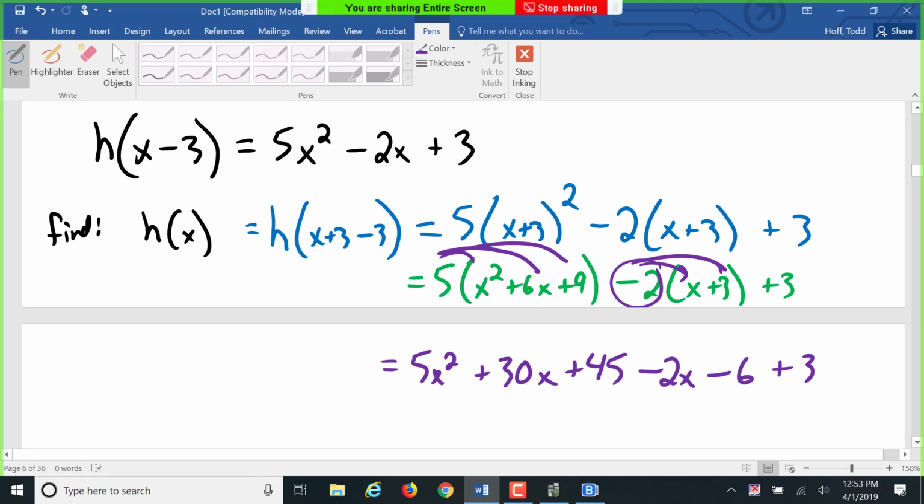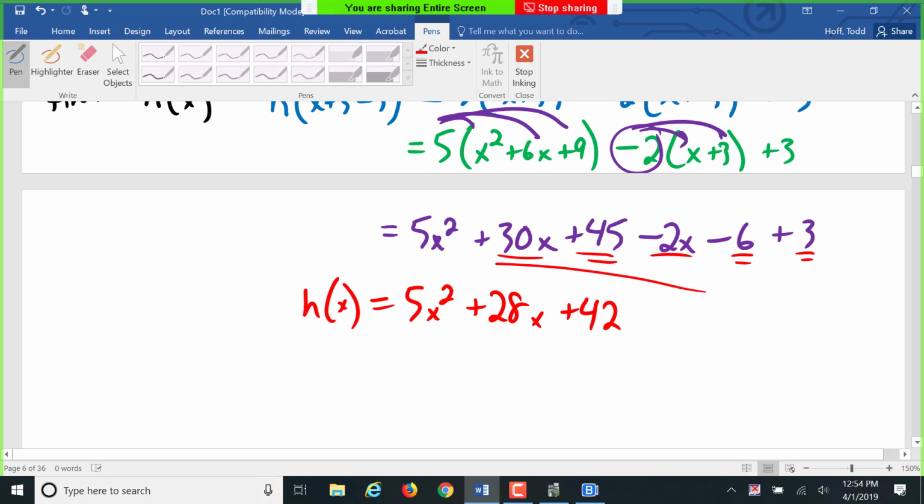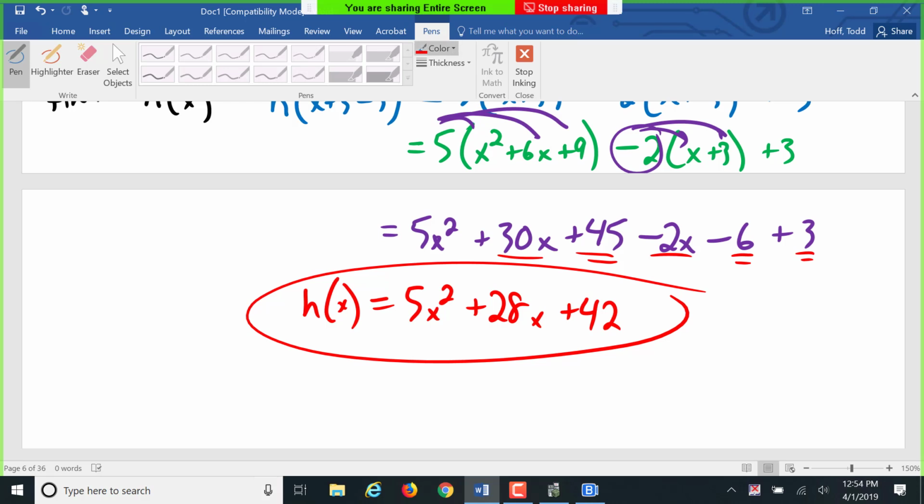And now we'll combine. We've got the 5x squared. 30x and negative 2x is 28x. 45 and negative 6 is 39, plus 3 is 42. h of x is 5x squared plus 28x plus 42. Any questions?